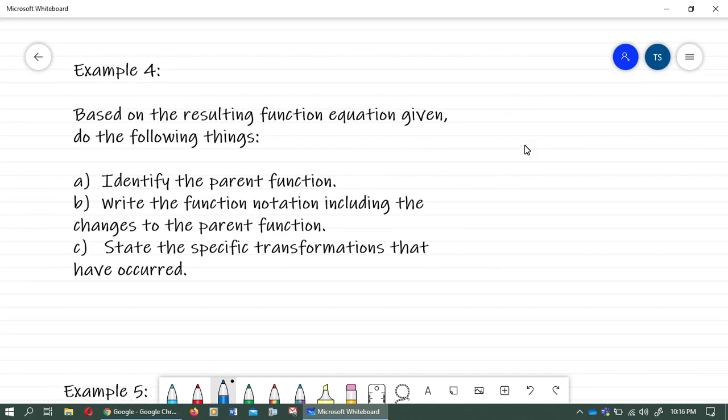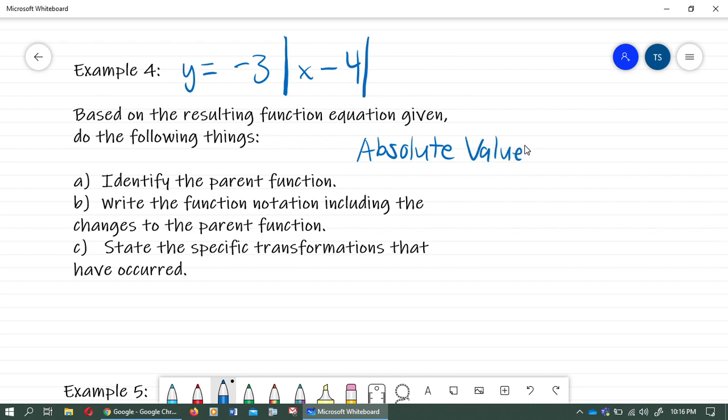Example 4. y equals -3 times the absolute value of x minus 4. Okay. Alright, so here the parent function is clearly an absolute value one. And again, that is the function f of x equals the absolute value of x as the parent function.